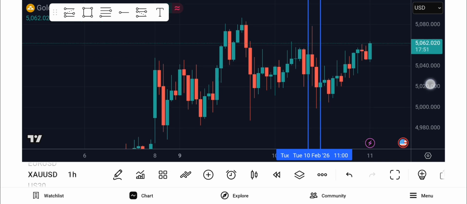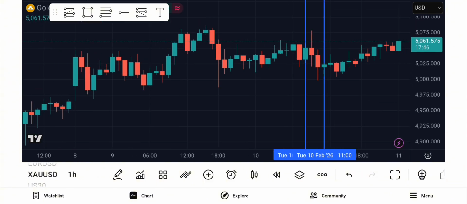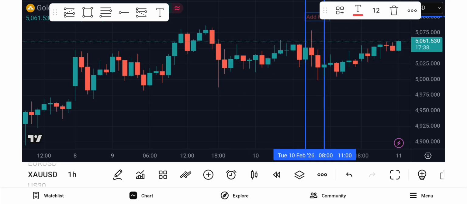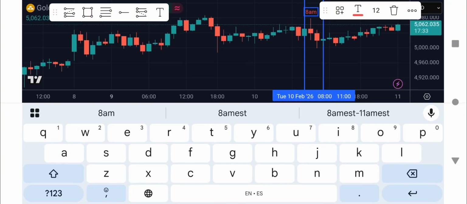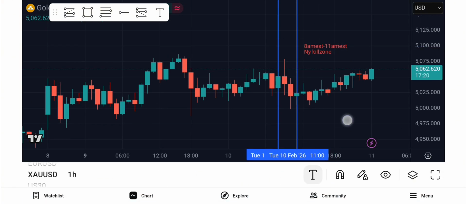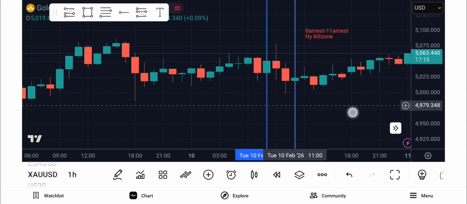Alright, so first of all, before we start trading, we try to figure out what time we're in. Best time to trade gold is at 8 a.m. Eastern Standard Time to 11 a.m. Eastern Standard Time. That's the New York kill zone. So you can look for entries around that time. Cool. I've already gone ahead and made the trend lines around that time.